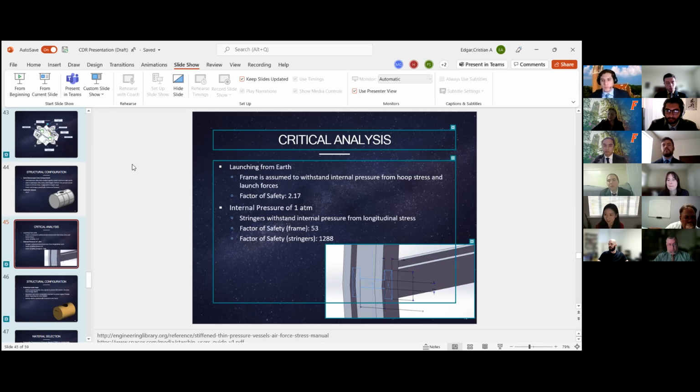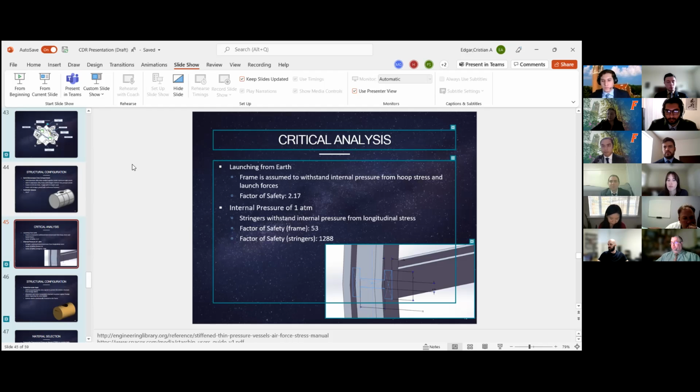And then a comment though is that the internal pressure calculations are directly correlated to the launch frames. So in order to get a factor of safety of 2 from launching from Earth, the factor of safety of the internal pressure would also scale accordingly since they're both reliant upon the frame.